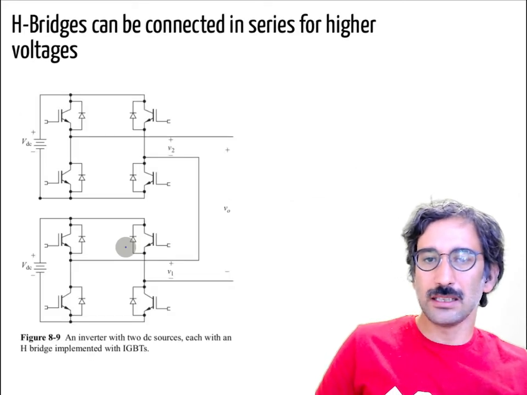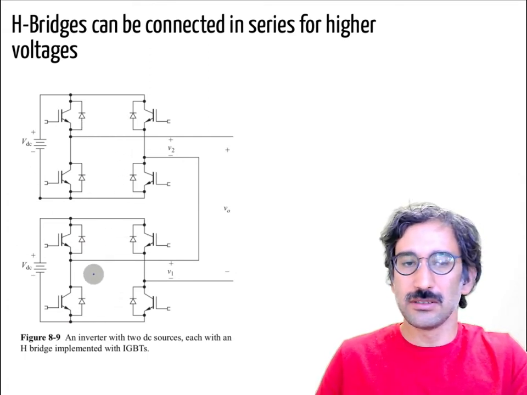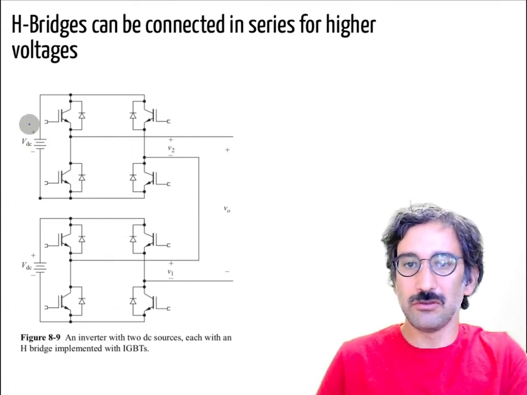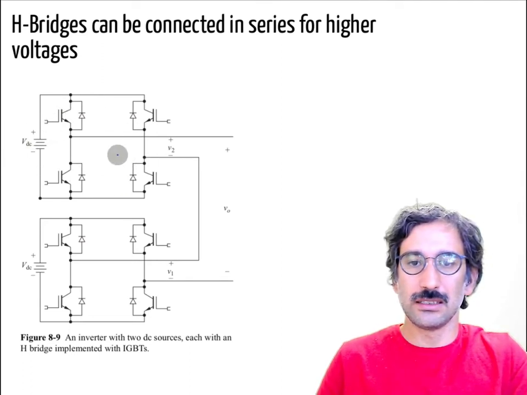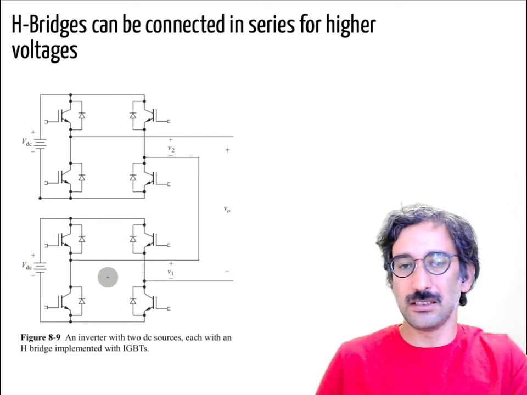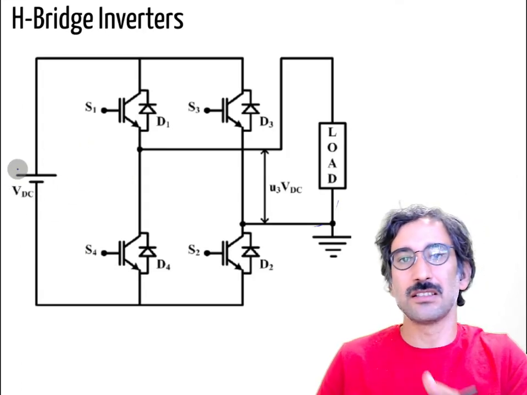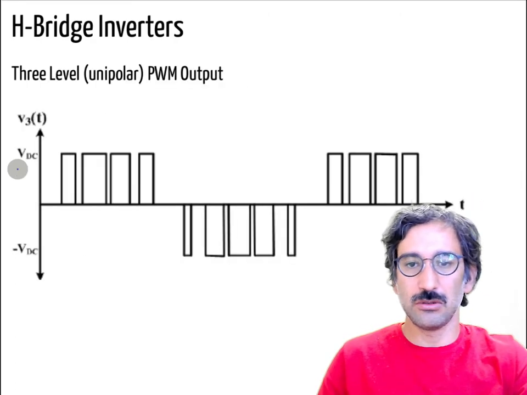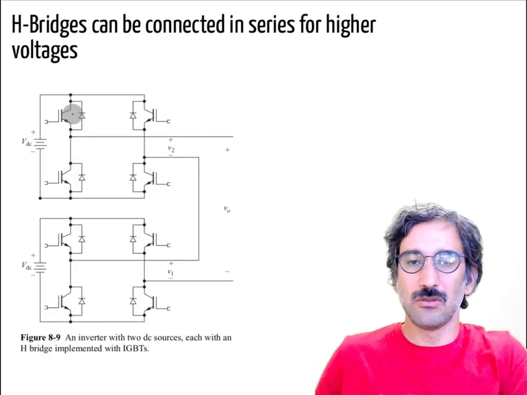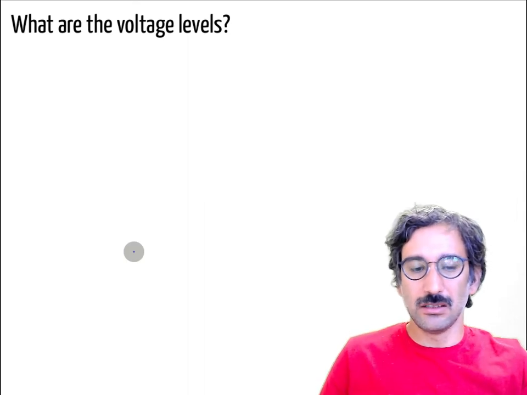And what I can do next is add 2 of these H-bridges in series. So maybe you have a photovoltaic panel, connected to a DC source, and I have another photovoltaic panel, another DC source. So instead of connecting 2 photovoltaic panels in series to have a higher voltage, I can use separate H-bridges for those photovoltaic panels. So now I have different options. So you can maybe guess the voltage levels.